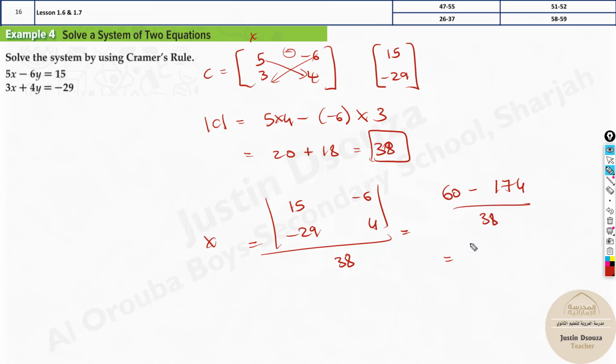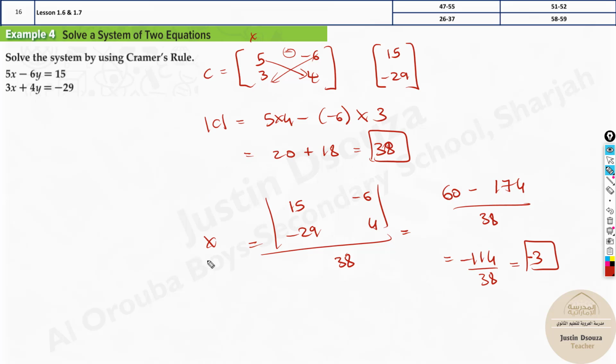Solve this up, you will have 60, if you deduct, it'll be 114 divided by 38. Now this is 1 time, 2 times, 3 times, but it's minus, so it's minus 3. So the x value is minus 3.